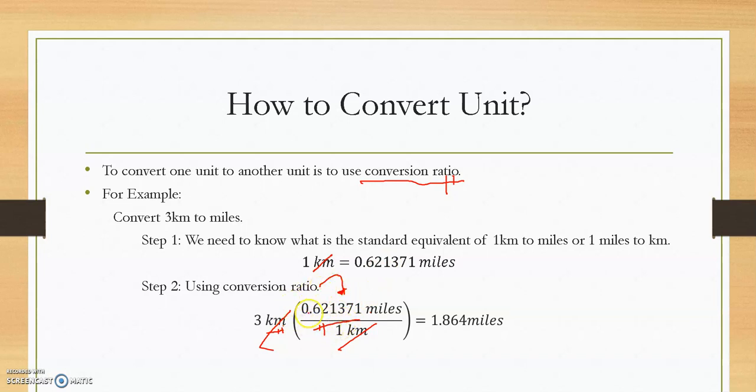1 kilometer is equivalent to 0.621371 mile. So miles remains. This is our converted unit. Miles remains, and the answer is equivalent to 1.864 miles. So that's how easy it is to convert units.